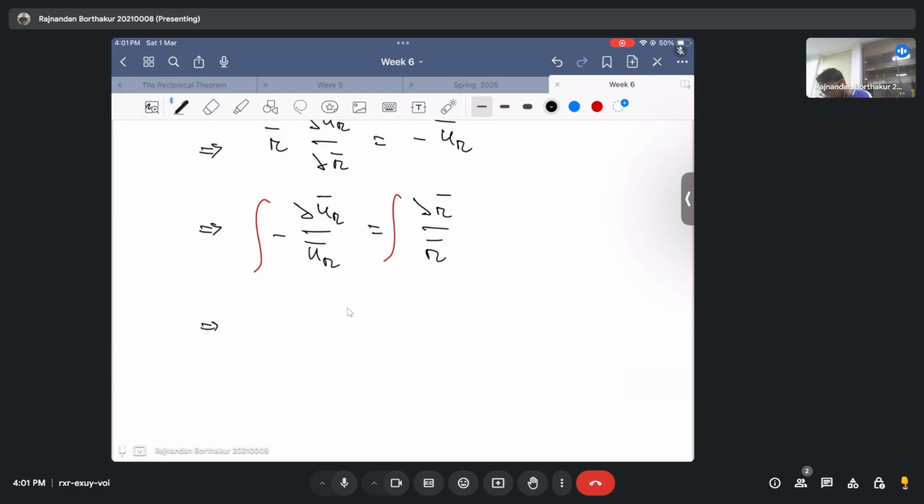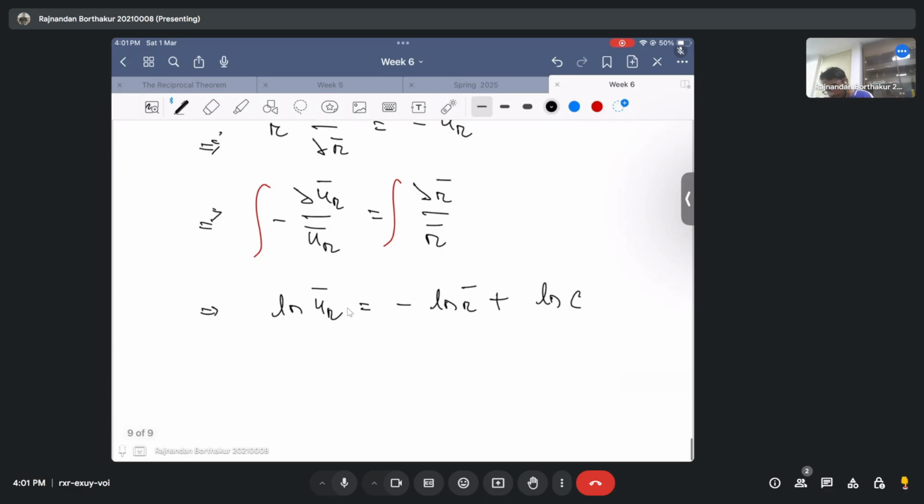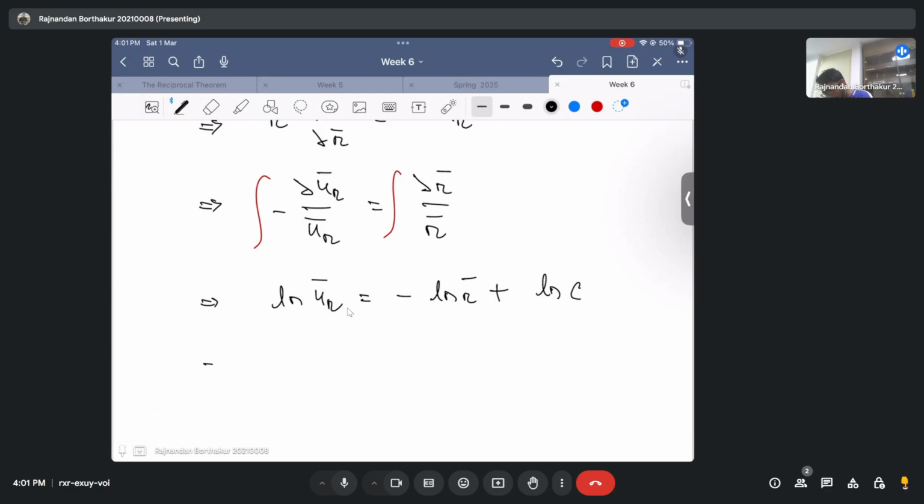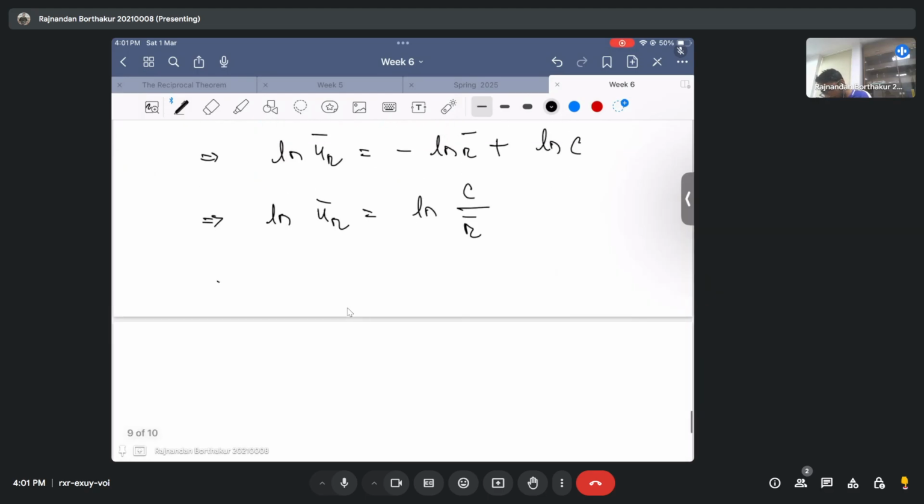I'll get ln of u r bar equal to minus ln of r bar plus a constant ln c. Okay, and then what can I do? I can write this as u r bar equal to ln of, this would be what? This would be c by r bar. Okay, and then I can just say that my u r bar is just c by r bar. That's it. That's my u r bar.